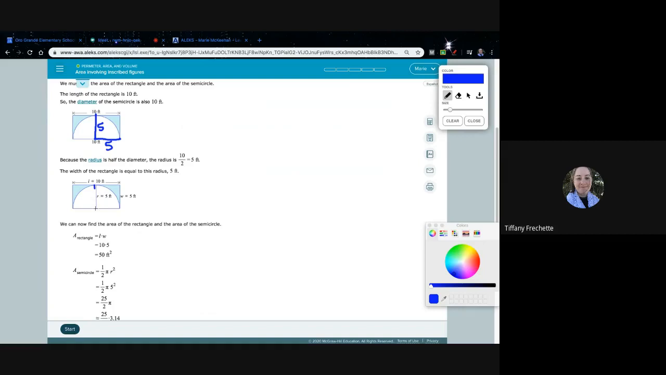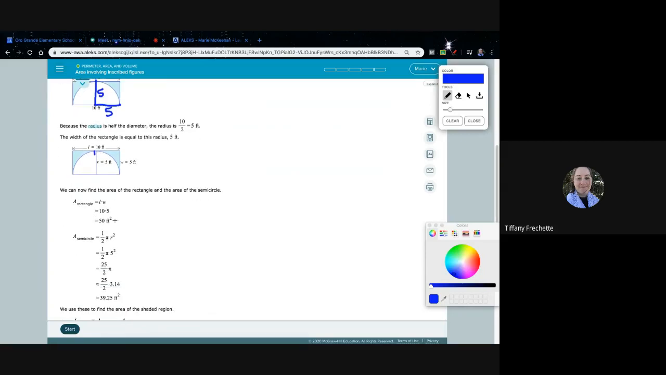So now we have the height of the rectangle. We have the length of the rectangle. So we have length and width. I said height, but we can also think of that as width. So we can find the area. Length times width is 10 times 5, so 50.